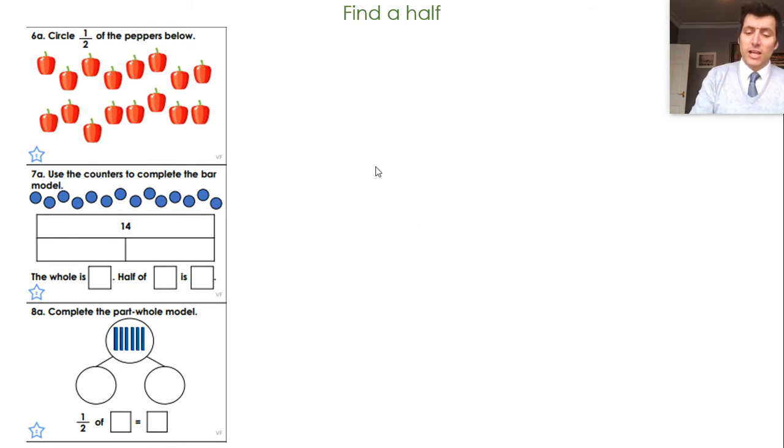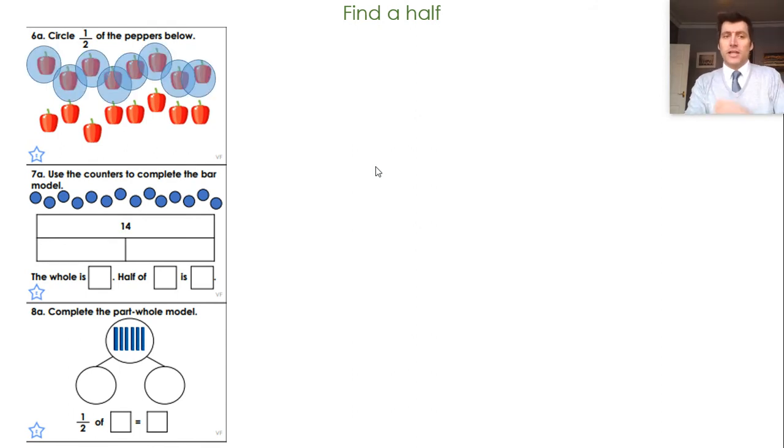Great stuff, Year 3. So having a look, we can see, can't we, if we circle every other one of our peppers, 1, 2, 3, 4, 5, 6, 7, 8. Okay, 8 of the peppers. So we've circled 8, and we've got 8 that are uncircled, so they're the same. Half of 16 is 8.